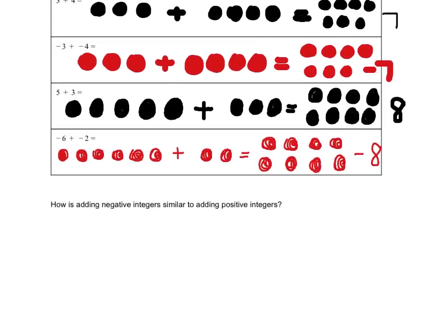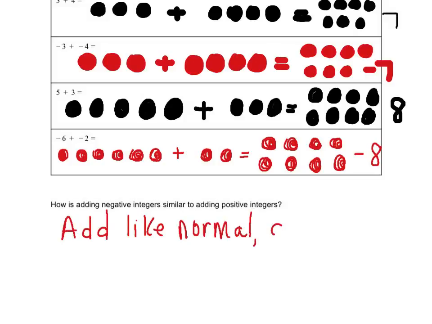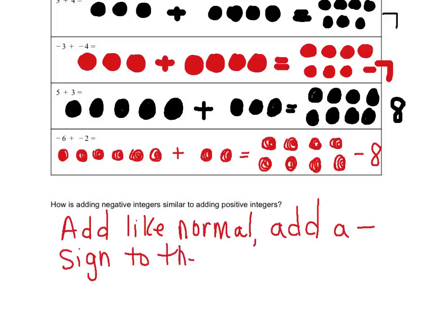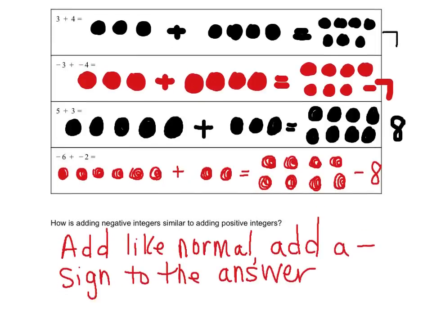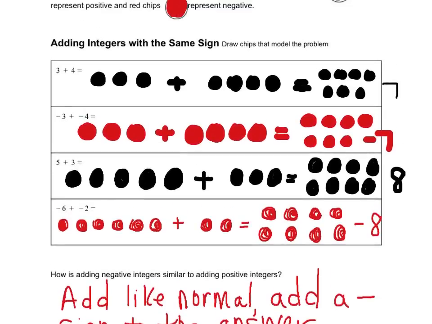So how is adding negative integers similar to adding positive integers? You can just write that you add like normal, and add a negative sign to the answer. So nothing really changes as long as they are both positive or they are both negative. So that's the chip model when adding with the same sign.